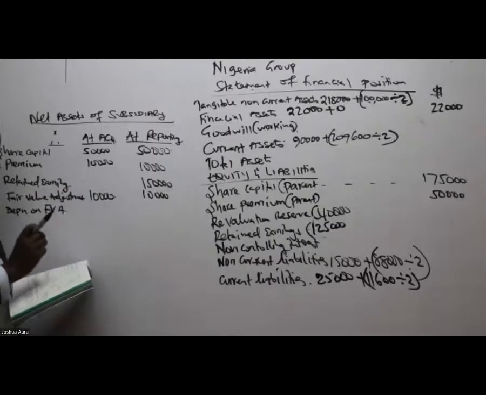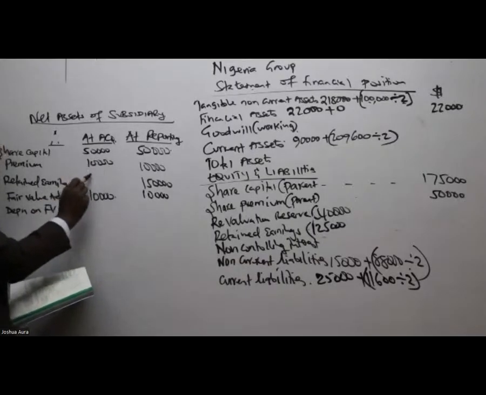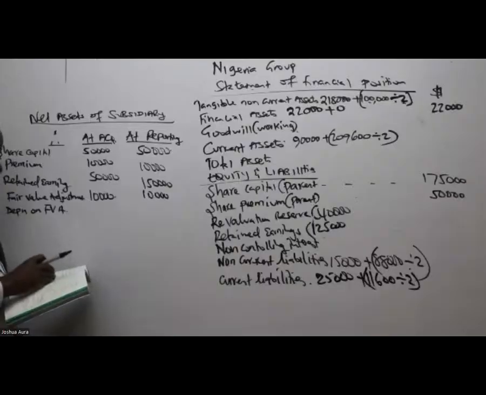If you read note number 1 very well, they told us Nigeria acquired 40,000 shares in Lagos on the first day of the accounting period for DN 400,000, when the retained earnings were DN 50,000. I'm reading note 1 again: retained earnings at acquisition were 50,000.